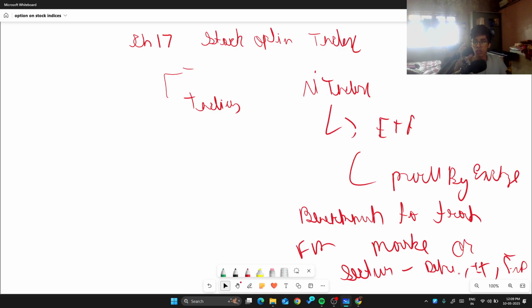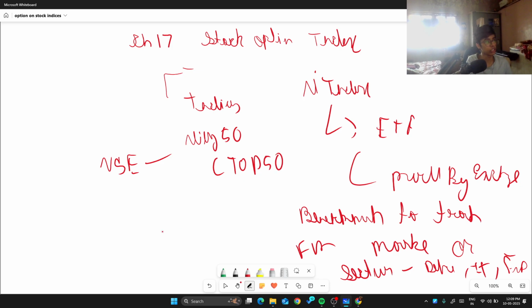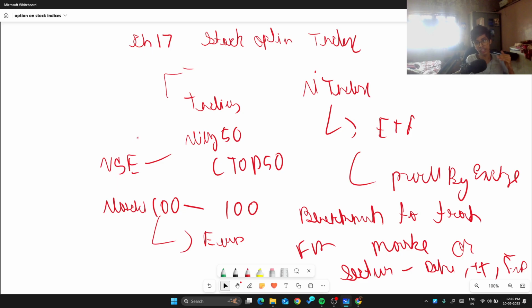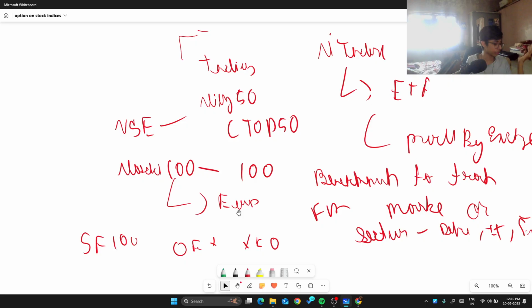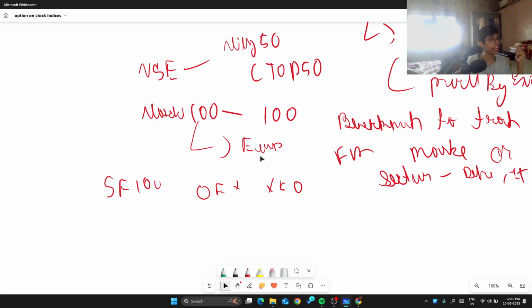So there are benchmarks on the whole market, like the NSE, National Stock Exchange, that consists of the Nifty 50. Nifty 50 consists of the top 50 companies of India from every sector. The Nasdaq 100 consists of 100 American companies, and there is a European type option on the Nasdaq 100. There are many benchmarks. The Chicago Board Options Exchange has a benchmark on the S&P 100, that is OEX, and XEO. There is a European option on the S&P 500 and the Dow Jones Industrial Average, DJX, and many more. You get the idea.